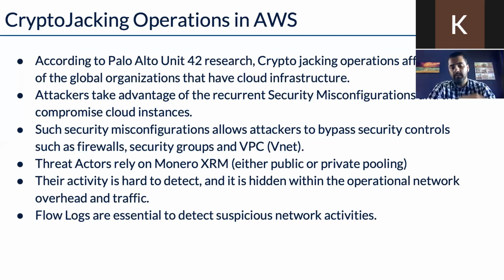What is more important, and that's why I wanted to join the dots here, is that this activity usually is not detected by the organization. Why? Because this activity is basically hidden within the network overhead during the day-to-day operations. I mean, they use HTTPS, for example. So it's very, very hard to start detecting this activity if you are not actively monitoring and having a clear visualization of your current traffic. That's why flow logs are essential to detect suspicious network activities within a cloud environment.